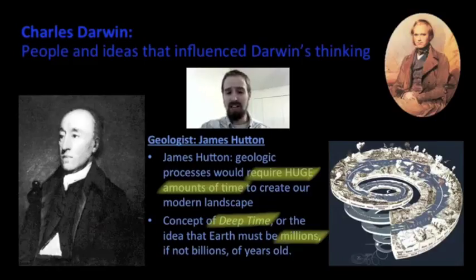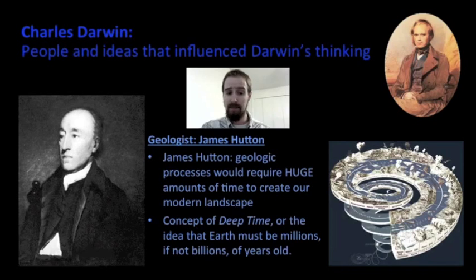Hutton said that it would have to take millions, if not billions of years for these processes to form our modern world. The big idea? That small changes accumulating over huge periods of time, millions to billions of years, could eventually produce sizable changes, from the Grand Canyon to the Himalayan mountain range. If small changes accumulated over millions of years could produce mountains like Mount Everest, think of the extent to which life itself could change over such a long period of time.